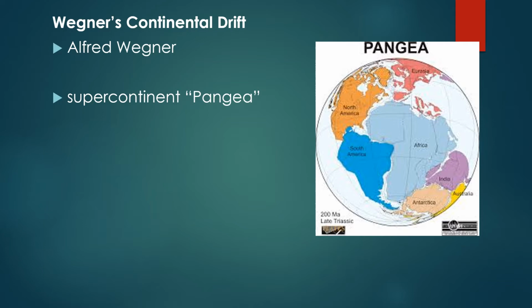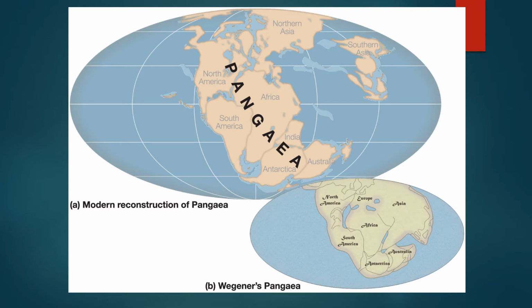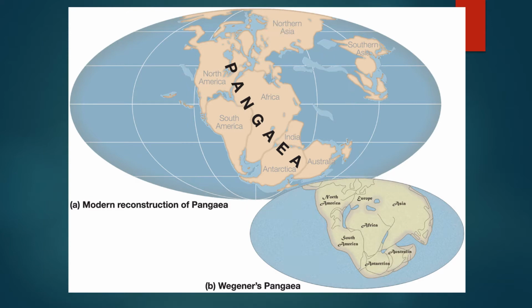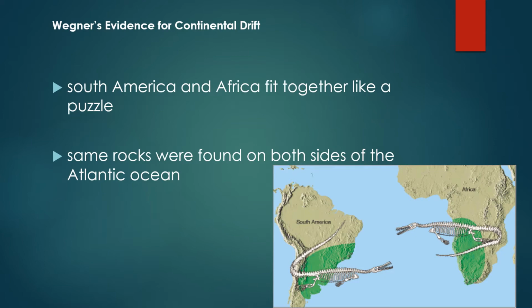Alfred Wegener really collected a large amount of evidence to support this hypothesis. Here is another picture of Pangaea, and down here we have Wegener's Pangaea. Up here is more of a modern construction of what it probably looked like 225 or so million years ago. His evidence for continental drift was just a few things he collected. He noticed that South America and Africa have the same fossils in around the same area where they look like they fit. Are you following this?